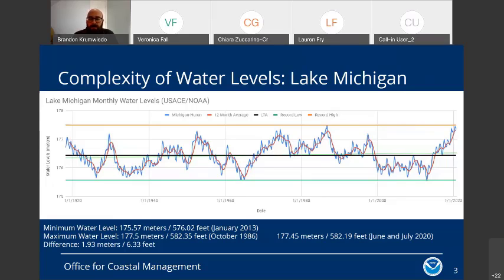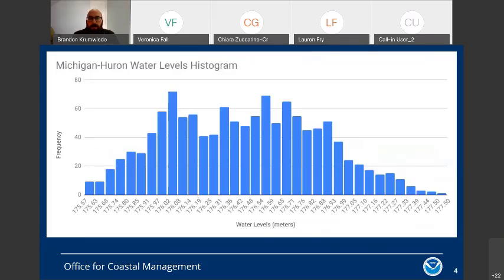If we go to the next slide, quick. I mentioned, so what do we adapt to? What does it look like? This is actually taking all the water level data for the Lake Michigan Huron Basin and just plotting it as a histogram. And so, you could say, do we build from 175.57 meters, which was the record low, to 177.5, which was the record high? And again, that's that 6 foot difference.